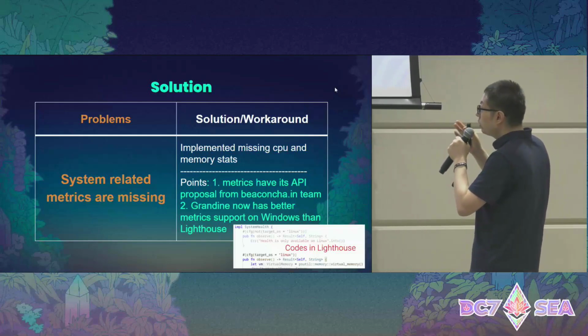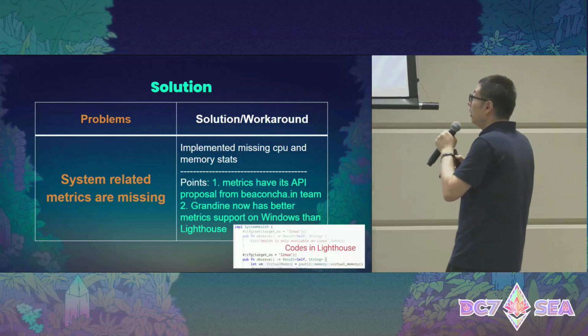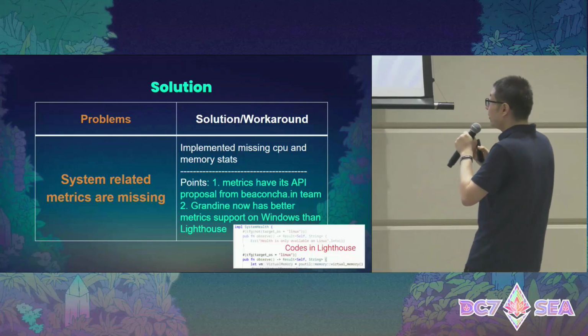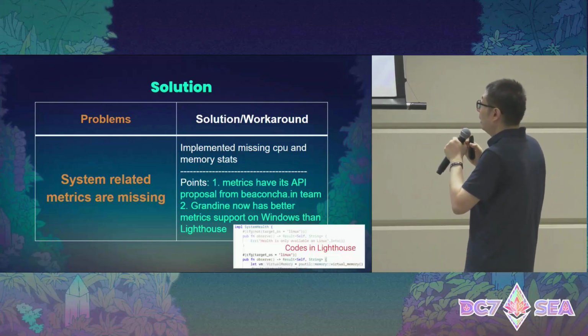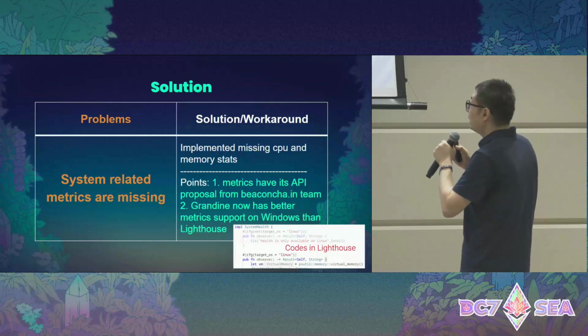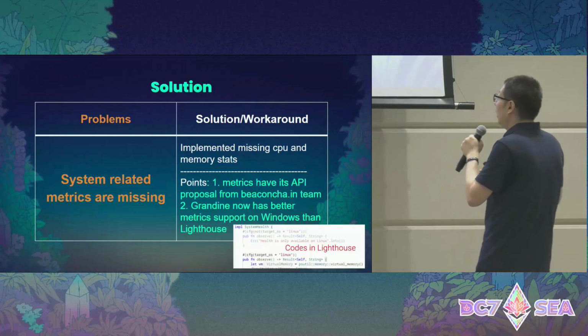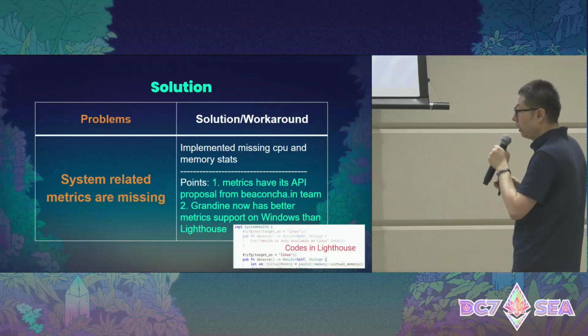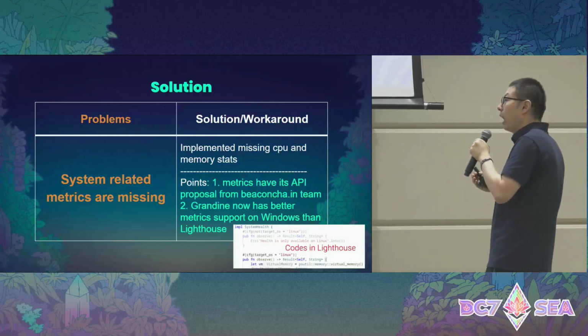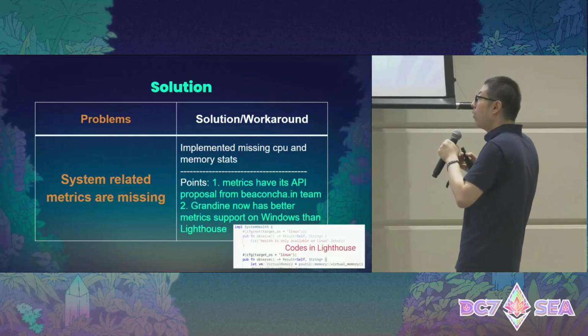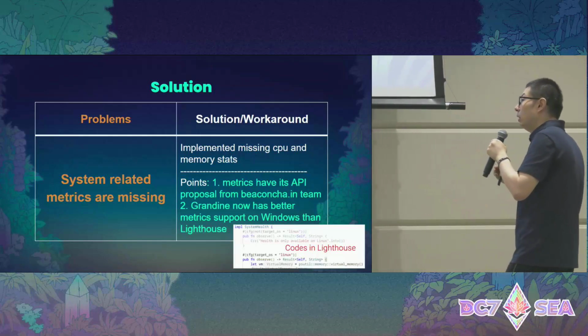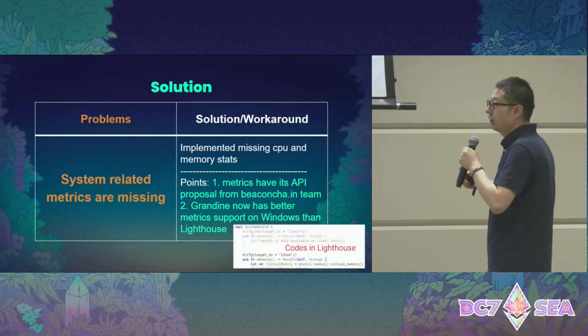So there are two interesting points here I want to point out. The first is the system-related metrics. In fact, it has its API proposed from the Beacon Chain team. So I feel our Ethereum has a great community here.